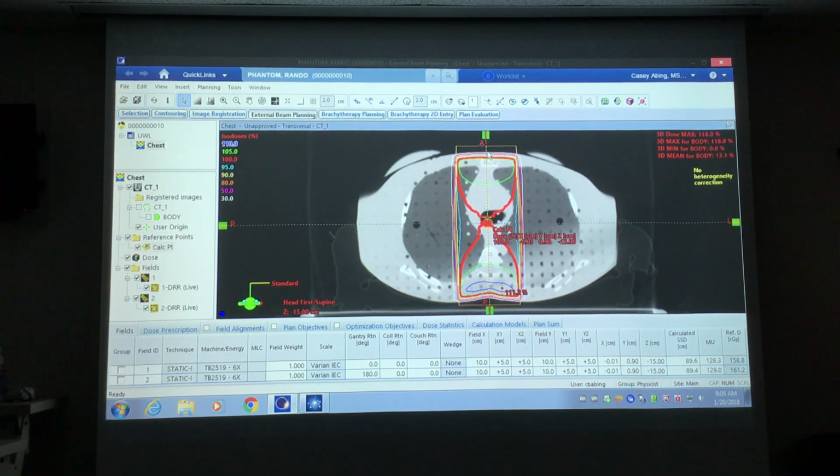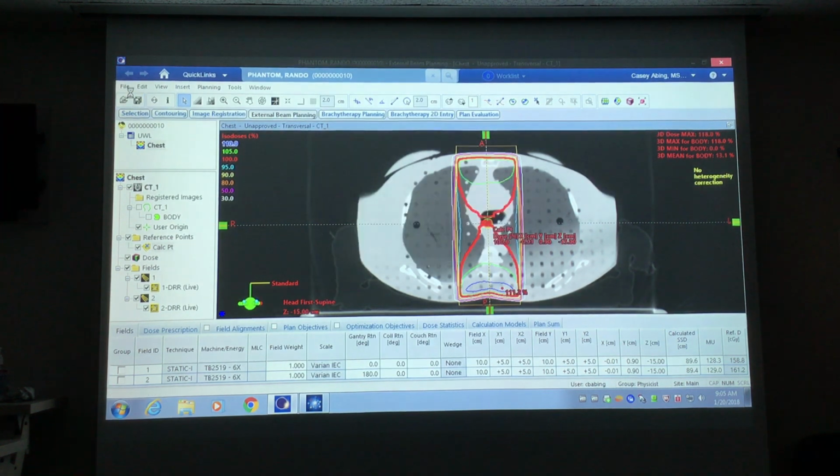Because an SAD setup uses TMR, TPR, and TAR, which are independent of SAD, we don't have to worry about setting a specific SAD or SSD for the patient treatment. We don't have to worry about correcting for change in percent depth dose with the Mayneord F factor, because TMR, TPR, and TAR are independent of SSD.